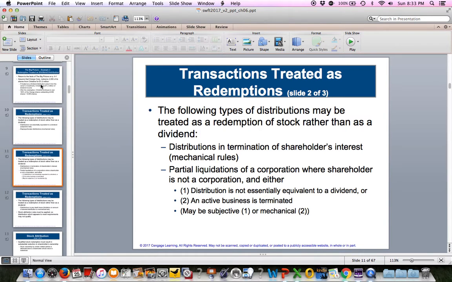The following types of distributions may be treated as redemption of stock rather than as a dividend. Distributions in termination of a shareholder's interest, on the mechanical rules, or partial liquidation of a corporation where the shareholder is not a corporation. So this is where the shareholder is not a company, not a corporation, but either the distribution is not essentially equivalent to a dividend, or an active business has been terminated, may be subject to 1 or 2.